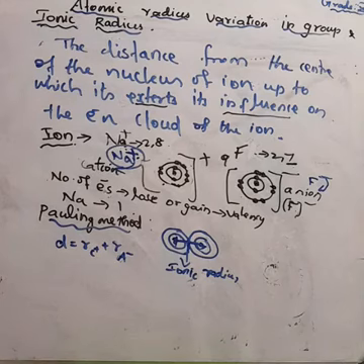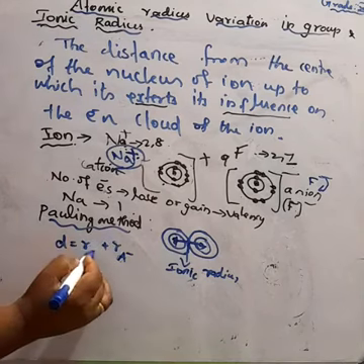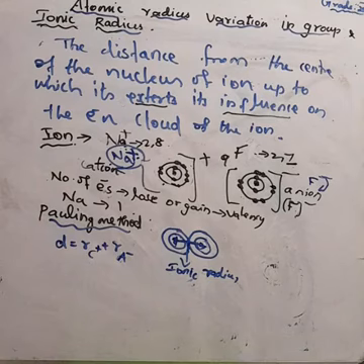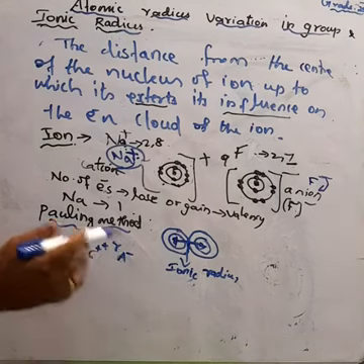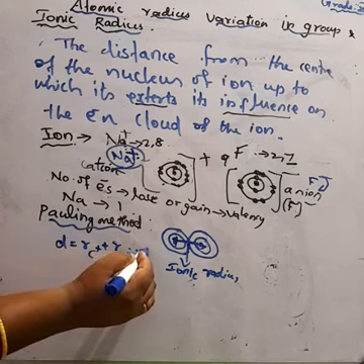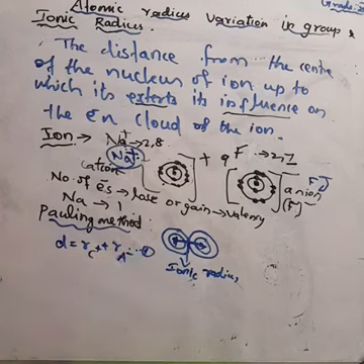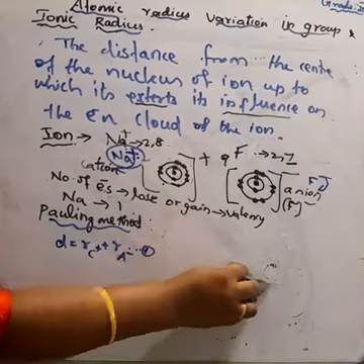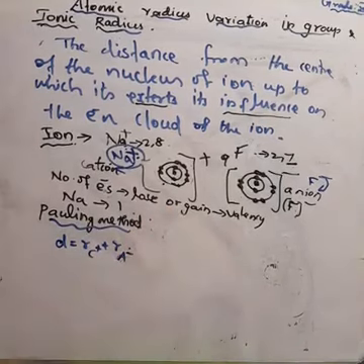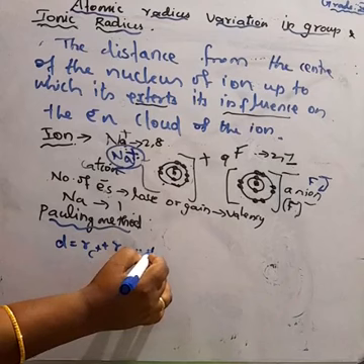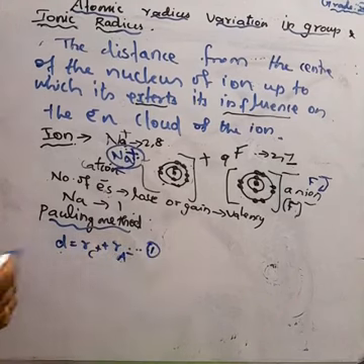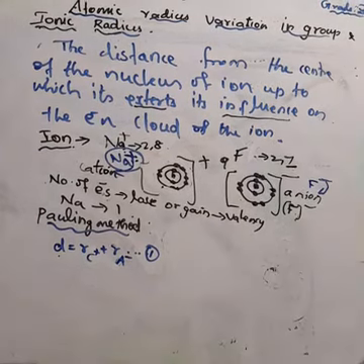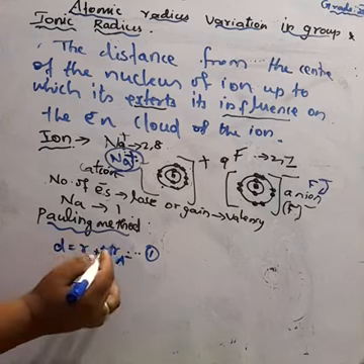Understood? So according to the Pauling method, to calculate the ionic radius, D is equal to RC plus RA, the radius of the cation plus the radius of the anion. Adding the radius of cation and radius of anion gives the ionic radius, where D is the distance between the centers of the nuclei of cation and anion. This is the formula for calculating the radius of cation and anion.